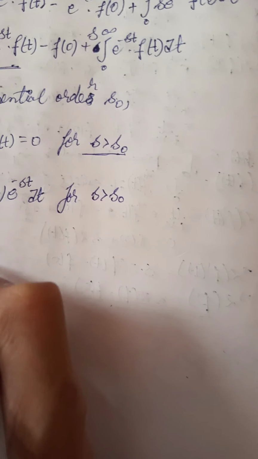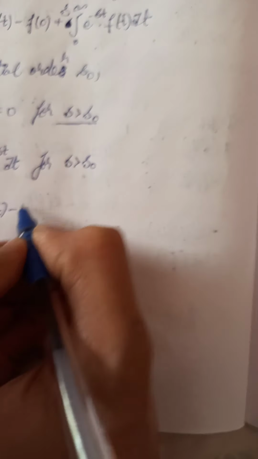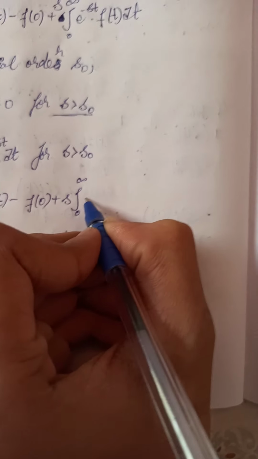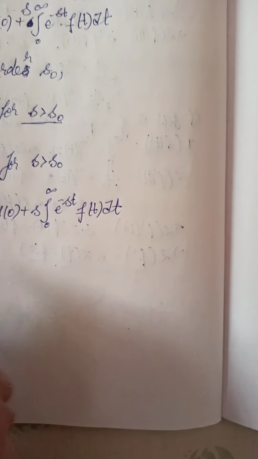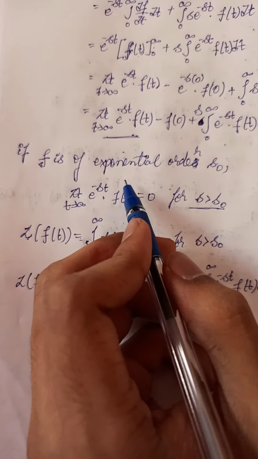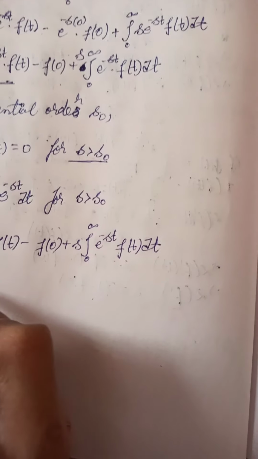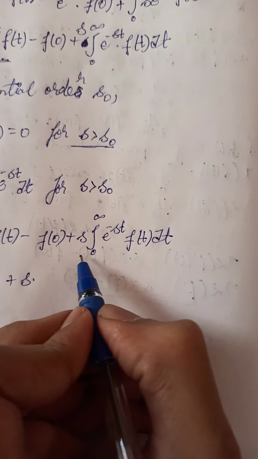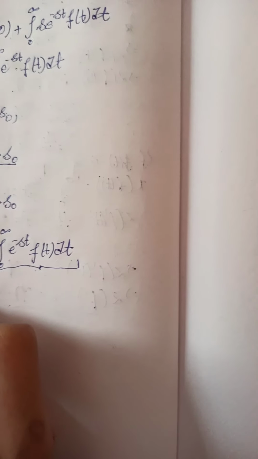Hence Laplace of f dash of t equals limit t tends to infinity e power minus st into f of t, minus f of 0, plus s into integral 0 to infinity e power minus st f of t dt. This limit is 0 for the condition that f is of exponential order s naught and s is greater than s naught, so we get minus f of 0 plus s into, we know that this is nothing but Laplace of f of t.